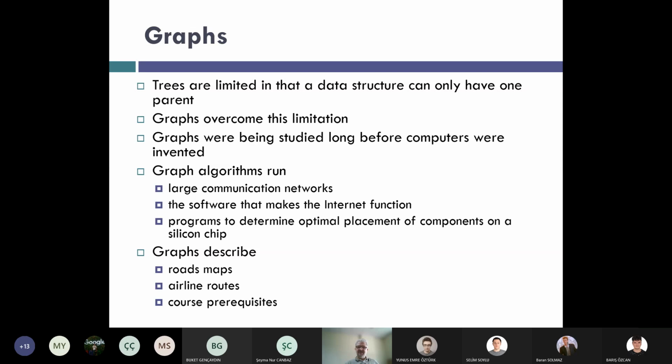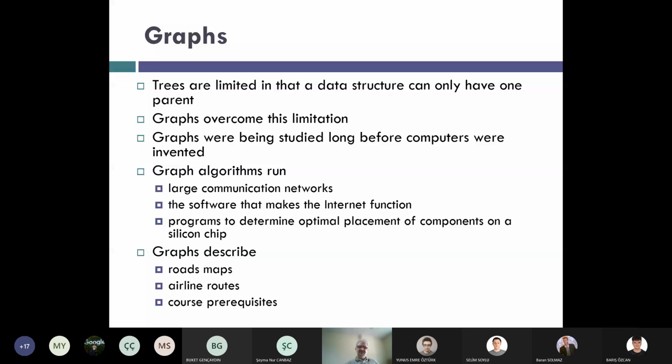Graph is a generalization of tree structure. In tree structure, as you all know, there is no back edge, it is a limited data structure, but in graph we generalize this, and there are lots of notions like road maps, airline routes, course prerequisites, and so on that can be defined as graphs.